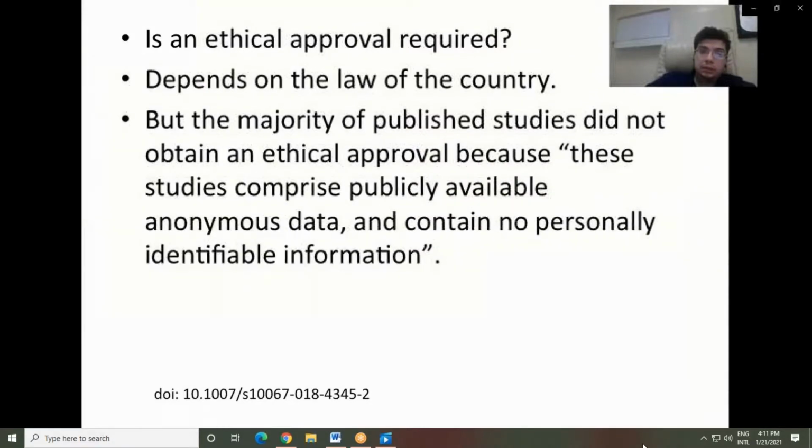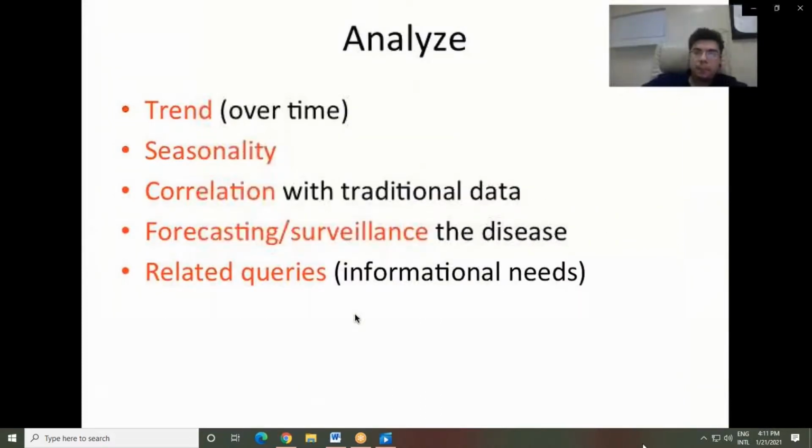So the final important issue is the ethical approval, whether ethical approval is required for such studies. Now it depends on the law of the country, but the majority of the published studies did not obtain an ethical approval because these studies comprise publicly available anonymous data and contain no personally identifiable information.